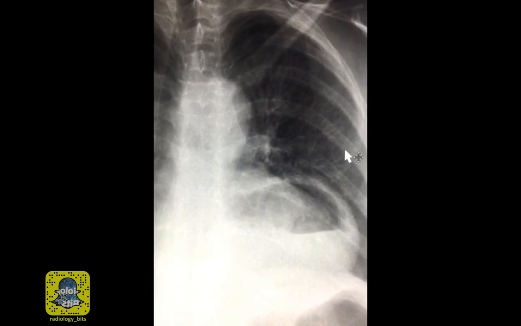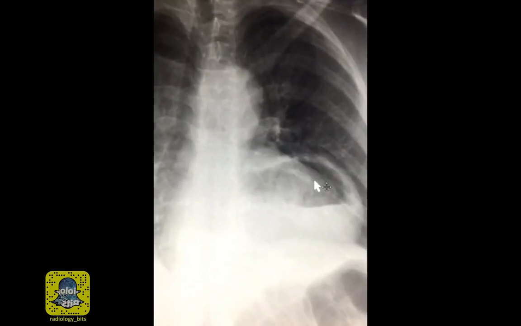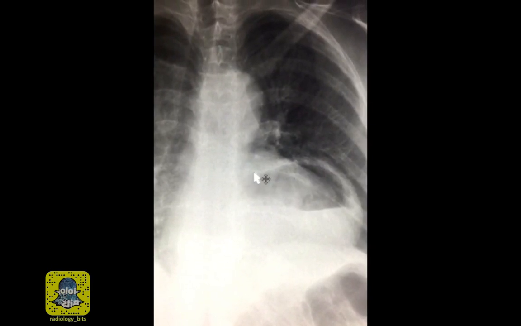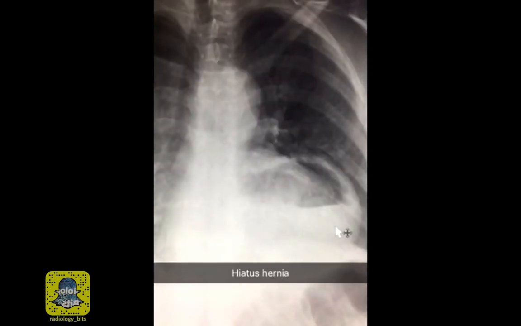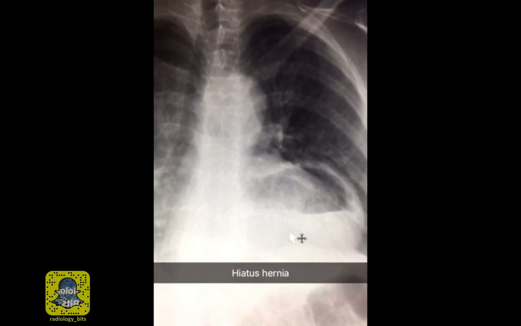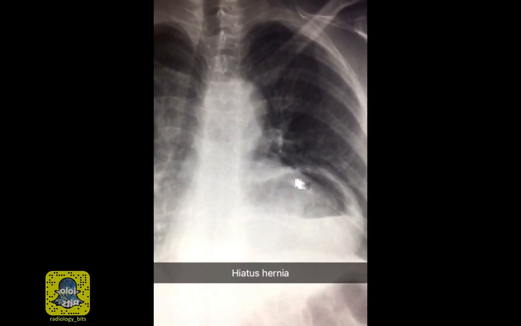If it's seen within the pleura, you'll think about empyema, but if it's in the mediastinum, it's something else. So this represents a bowel within the mediastinum containing air and fluid, and this is actually the stomach. The X-ray tells us that this is a hiatus hernia containing most or part of the stomach.